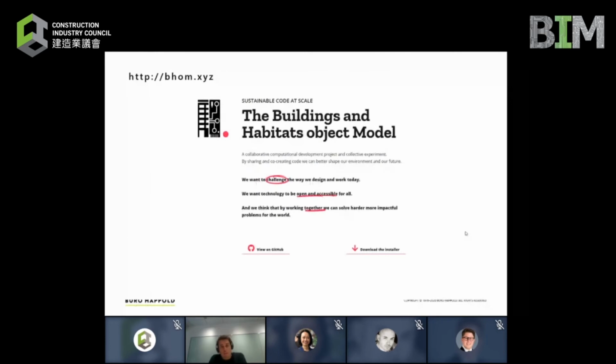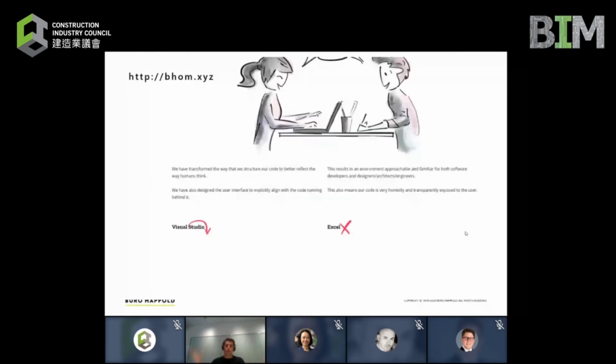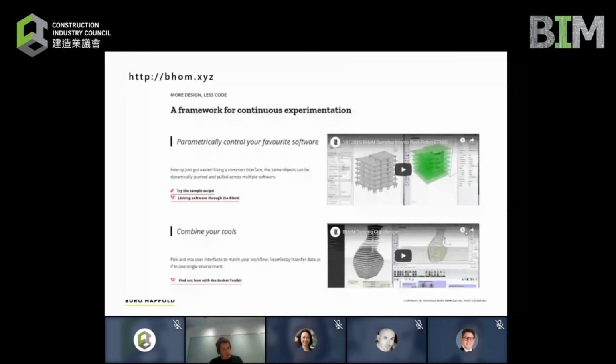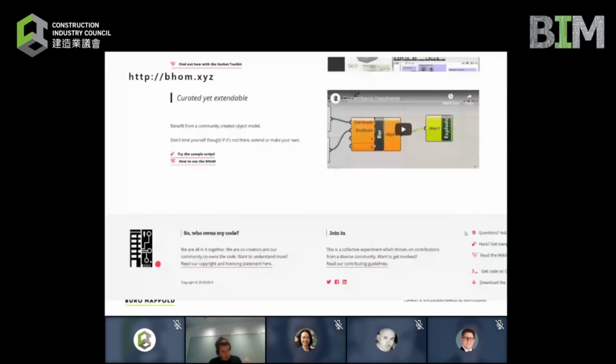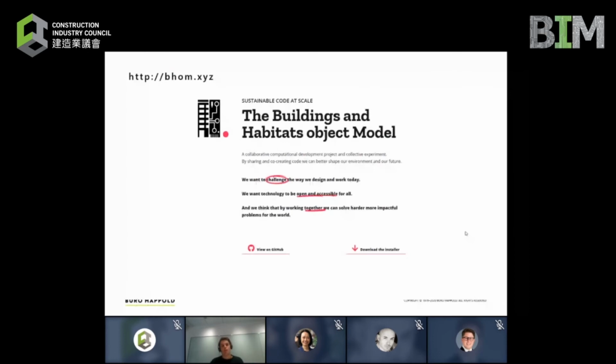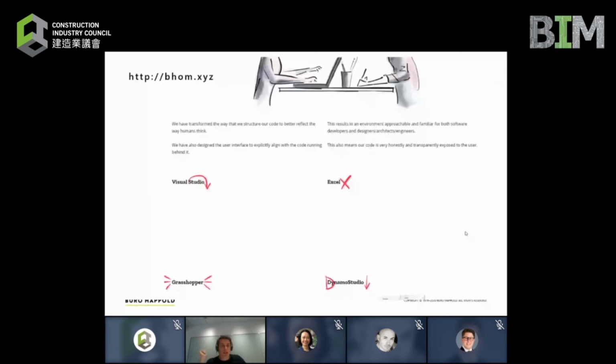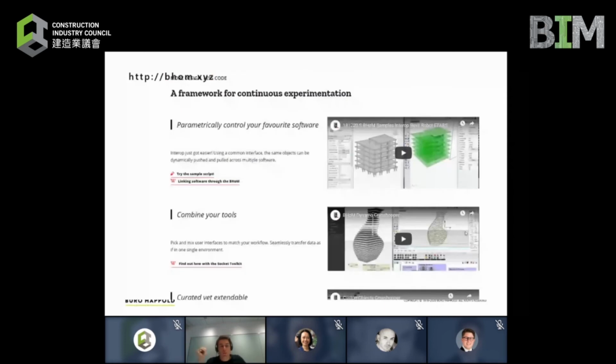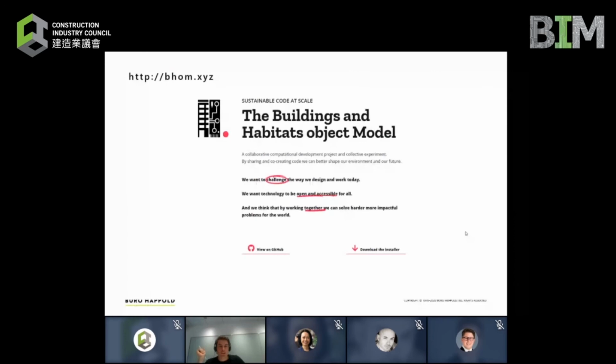So much so that off the back of these complex projects, Morpheus is just one of them, we noticed that this was a trend, that we were consistently taking control down to the level of code of our designs, which is why we created the BHoM, the Buildings and Urban Habitat Object Model. BHoM.xyz is where you can find more information.